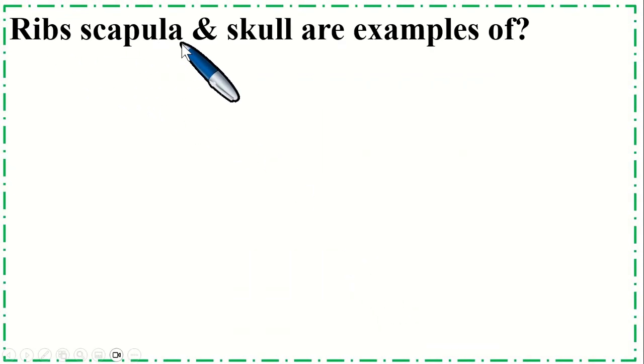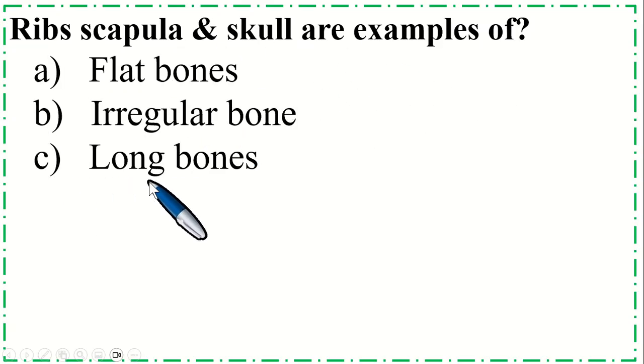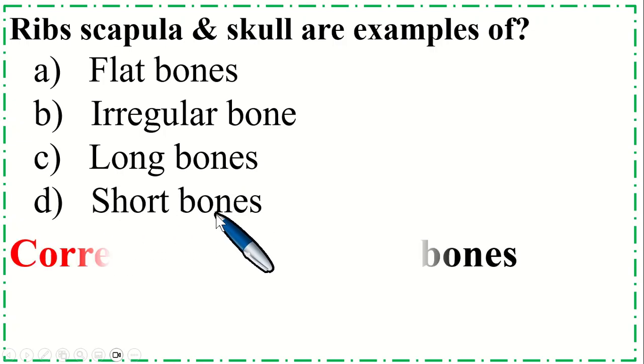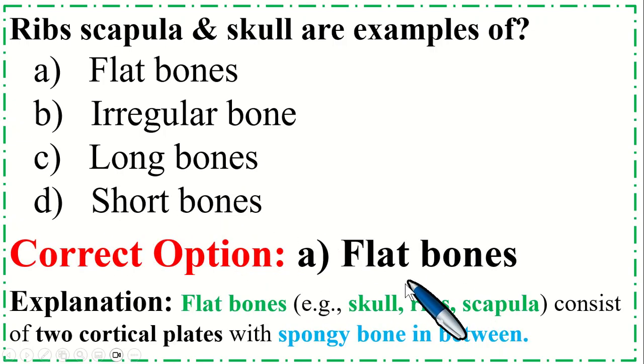Ribs, scapula, and skull are examples of option A flat bone, B irregular bone, C long bone, and option D short bones. So the correct option is A flat bone. Flat bones, for example skull, ribs, and scapula, consist of two cortical plates with spongy bone in between.